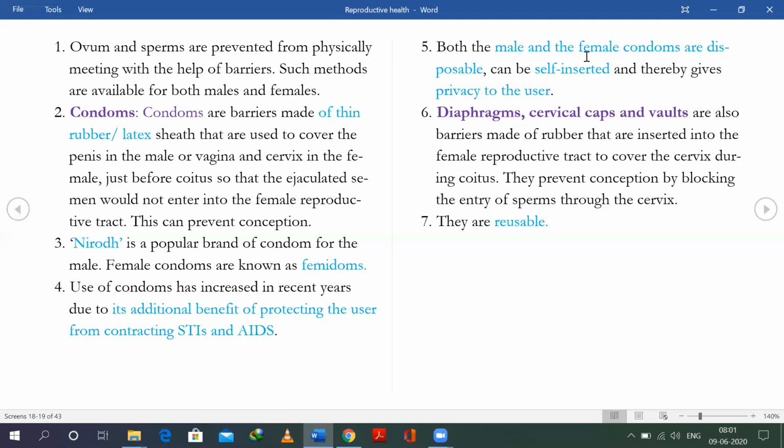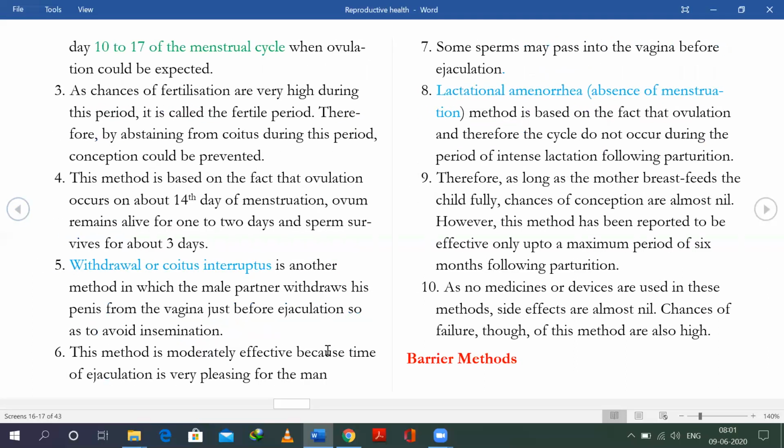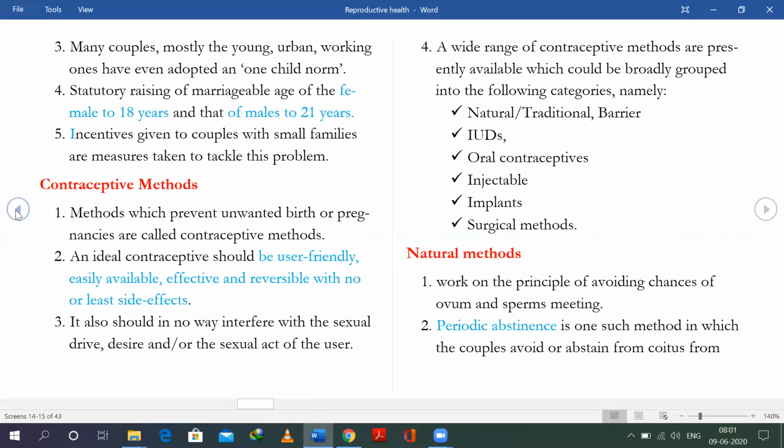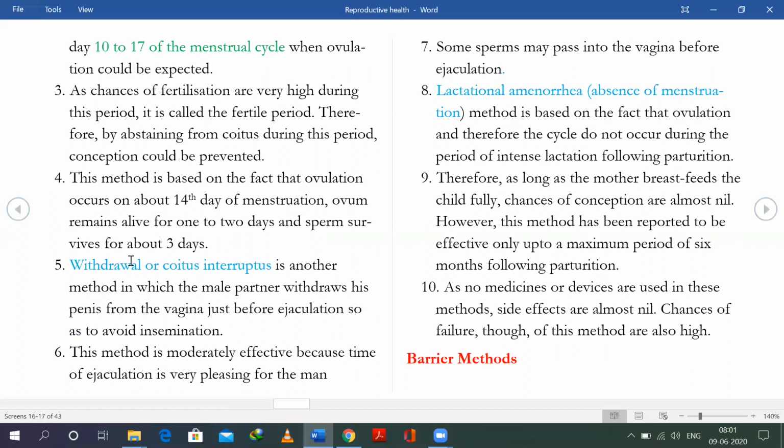After that we have understood the natural methods, and the next of the contraceptive methods that we have is the barrier methods. But in the natural methods, we have seen three kinds, right? Periodic abstinence is one of them, and then withdrawal or coitus interruptus, and then lactational amenorrhea, and we have also seen the significance and how these work.